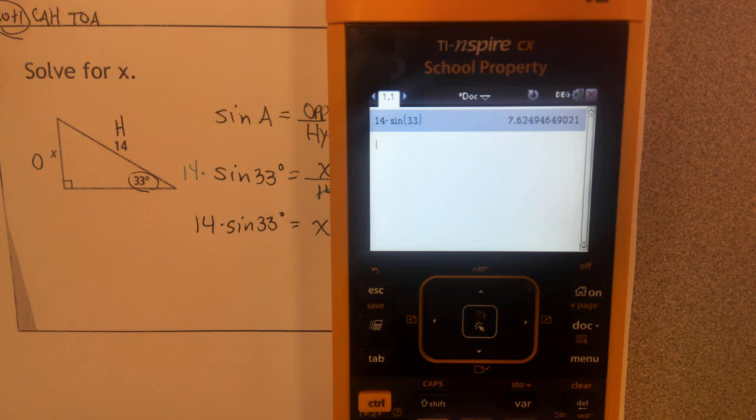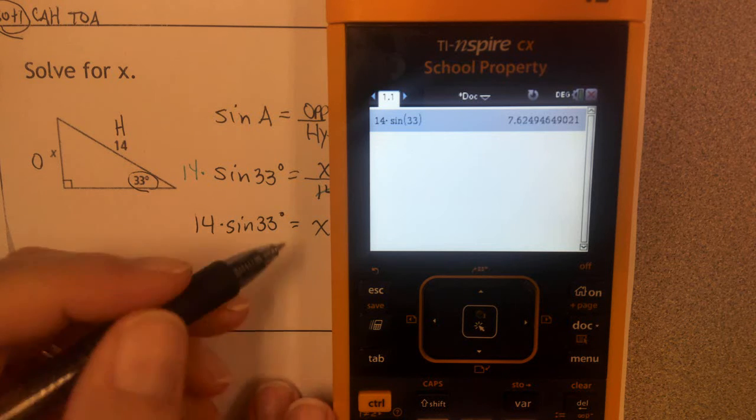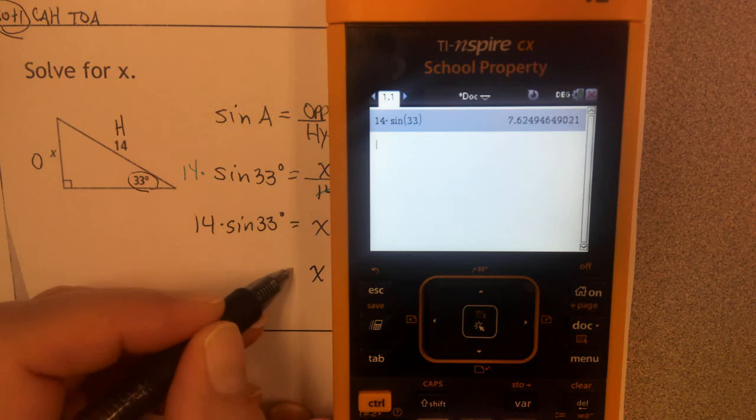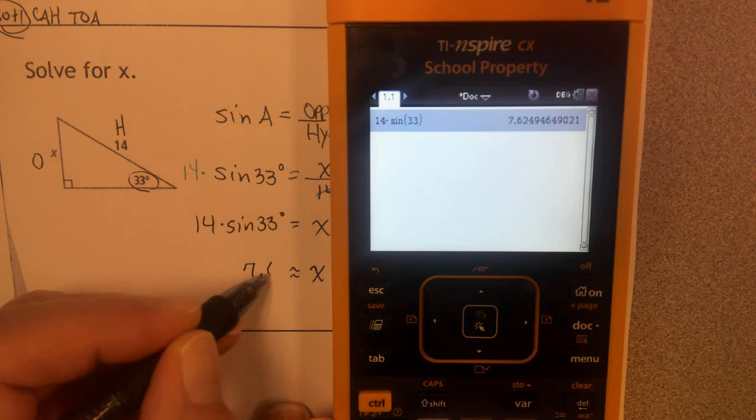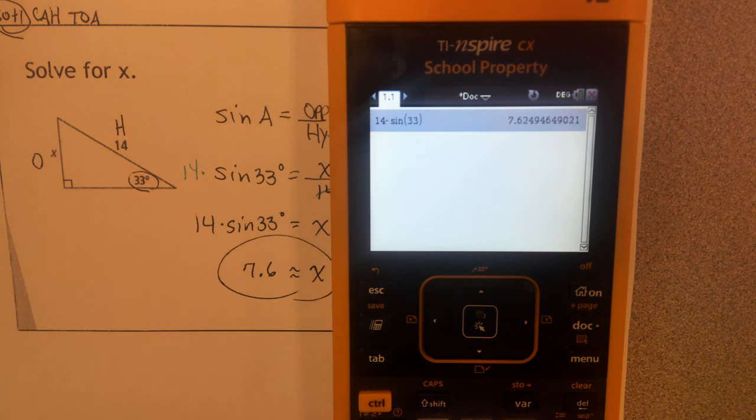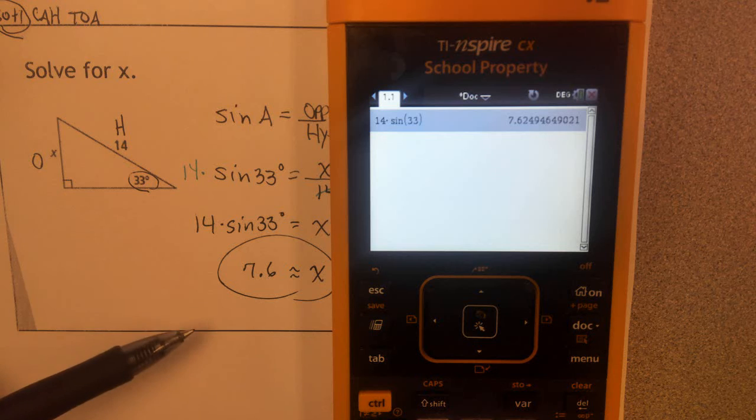It's about 7.6249 something something something. Let's just round to the nearest tenth. That'll be sufficient. So x is approximately 7.6. Not sure what the units are. Don't know if they're feet or inches or miles or yards or centimeters because I wasn't told from the beginning. But if I knew the units, it would be the same as I was originally given.